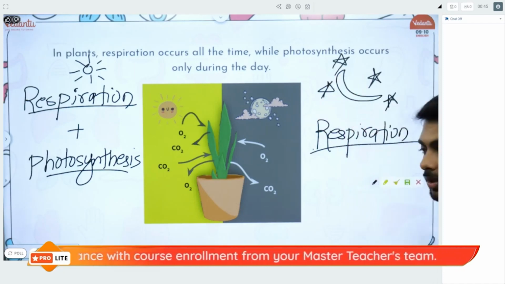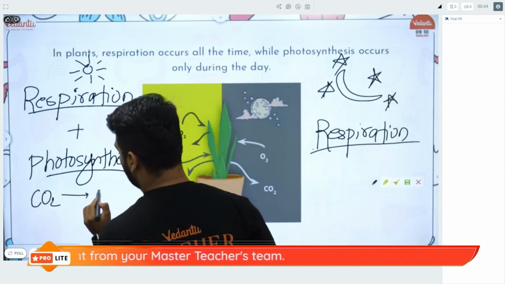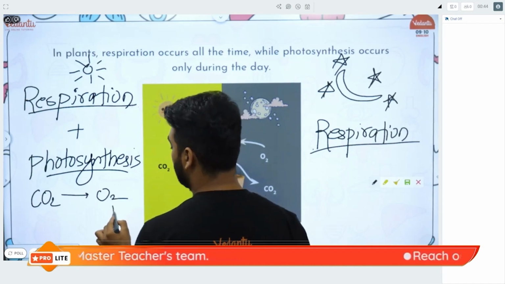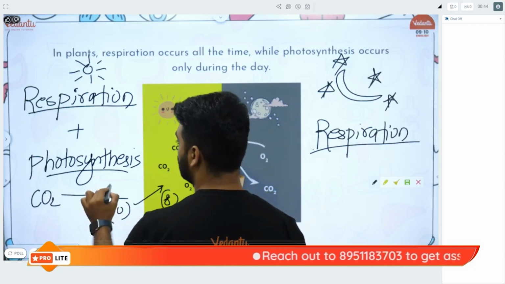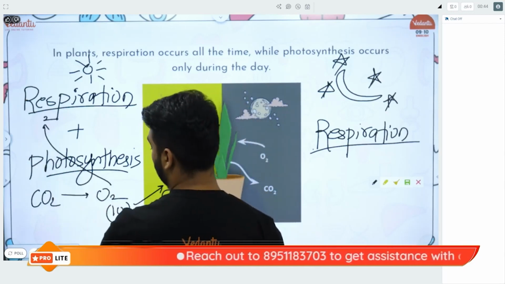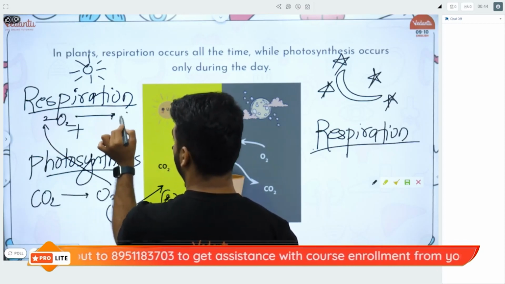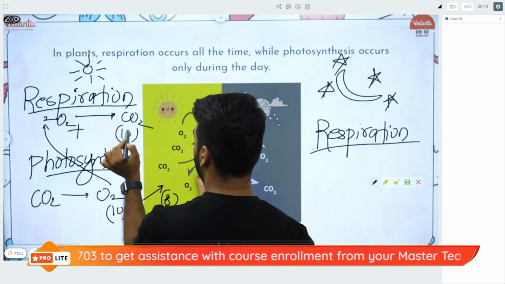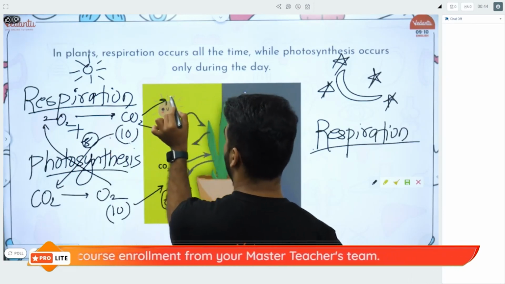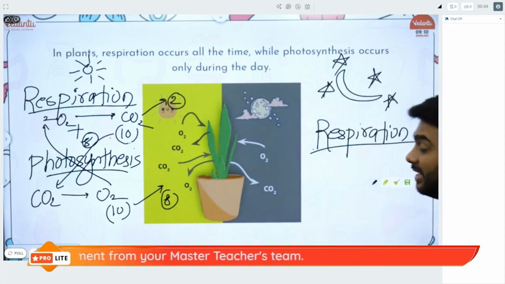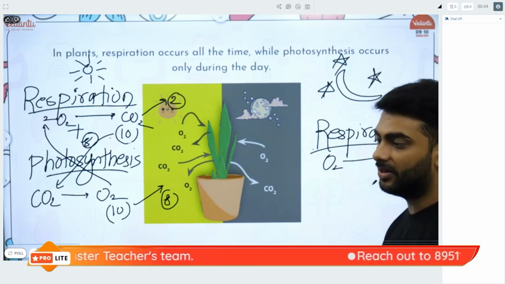Right? Now, in photosynthesis, the plants take in carbon dioxide and they give out oxygen. Suppose they are making 10 units of oxygen, 8 are given out and 2 are used for respiration. And when they are taking in this oxygen and giving out carbon dioxide, suppose 10 are made, 8 are used for photosynthesis and 2 are given out. But in the night, only oxygen is being taken in and carbon dioxide is being given out.